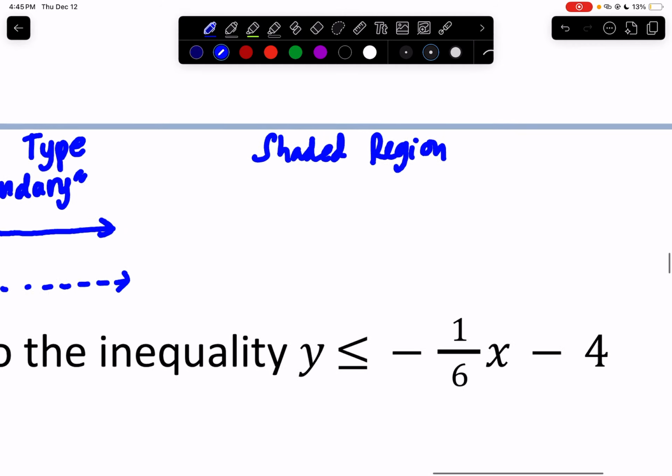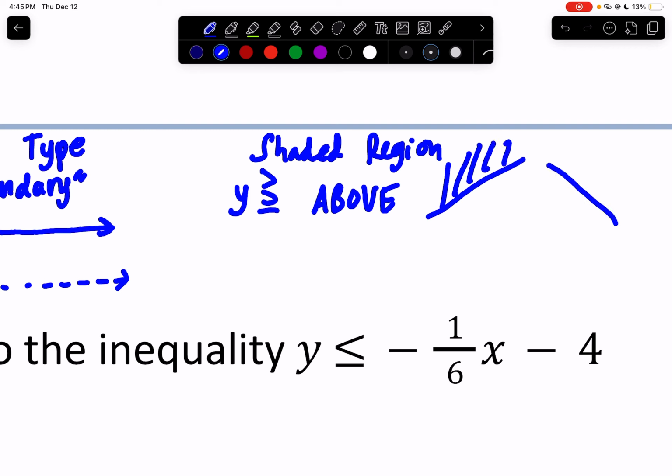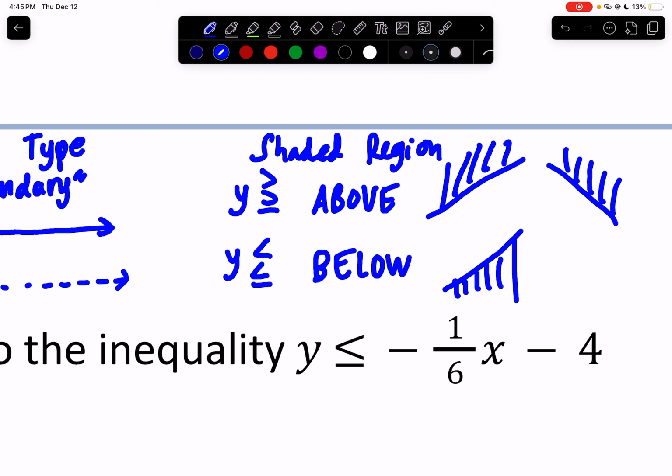So the shaded region: if you see y is greater than or equal to, you'll be shading above the boundary. So if it was like this, you'd shade up here. If it were like this, you'd shade up here. And then y is less than or equal to, you're going to shade below the boundary. If it's like this, you're shading down here. If it's like this, you're shading down here.